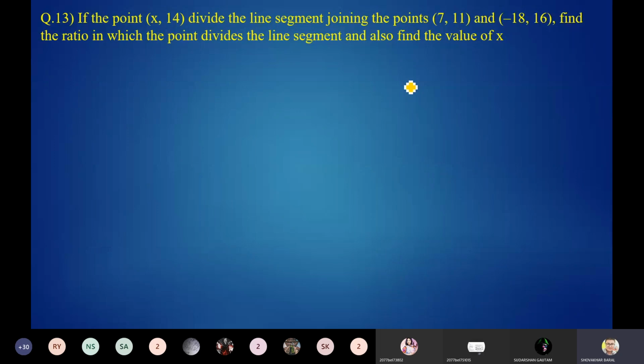Please don't leave this class. I'm going to extend it 10 to 15 minutes more. Please write it. Here the 2 points are. If you make the figure it becomes a little clearer. Please don't forget to make the figure. Copy the question and make this figure.